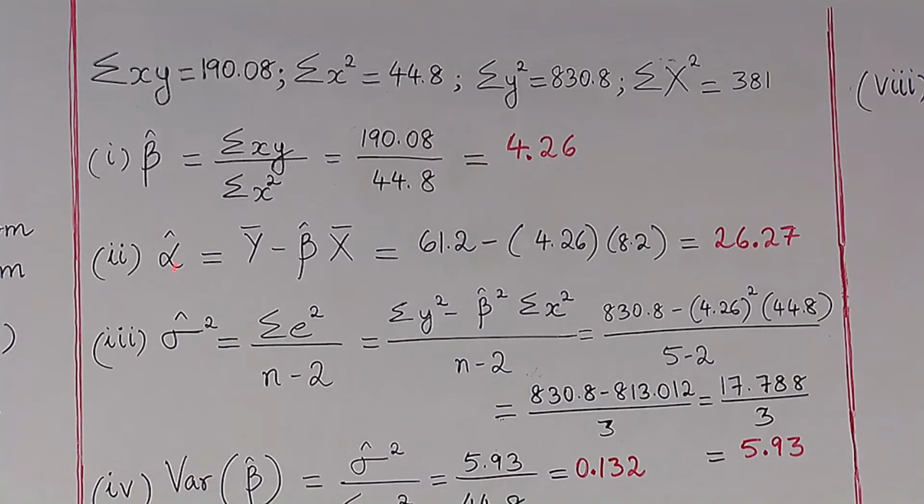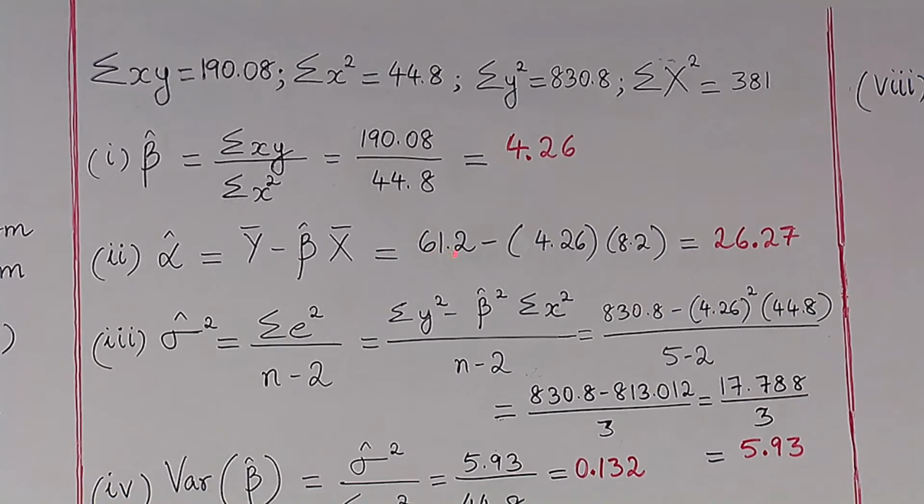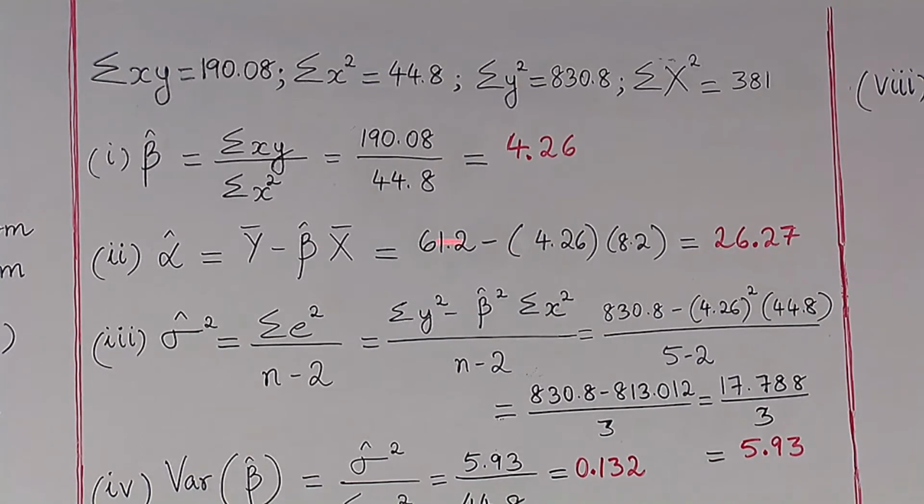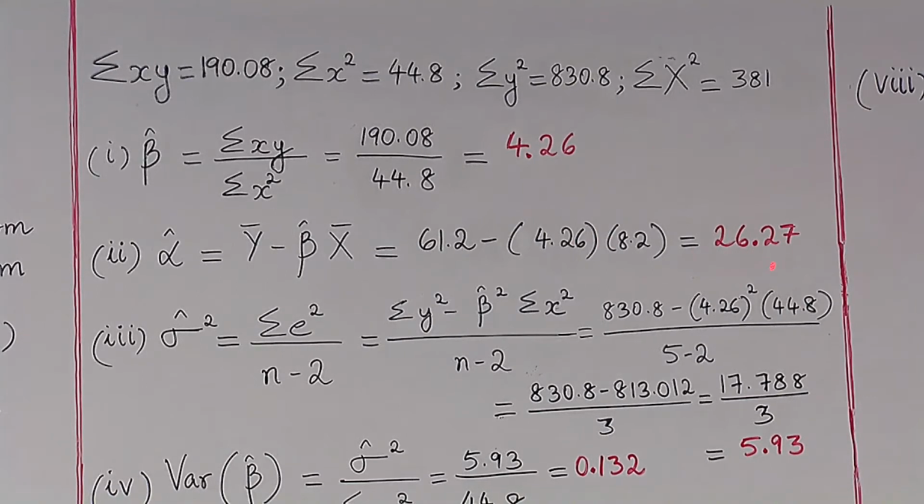Now, let us come to the coefficient alpha hat. Alpha hat is equal to y bar minus beta hat x bar. Y bar is computed as 61.2 in the table, and beta hat, as you all know, already computed, is 4.26, substituted here. X bar is 8.2. So, when we multiply and subtract, we get the answer 26.27. Alpha hat is 26.27.